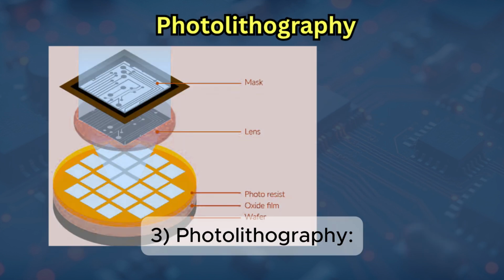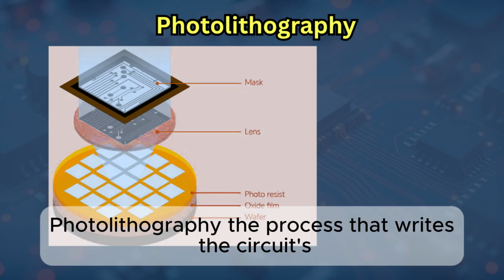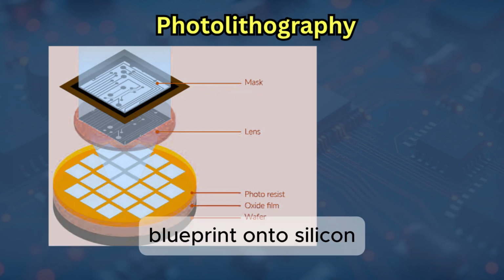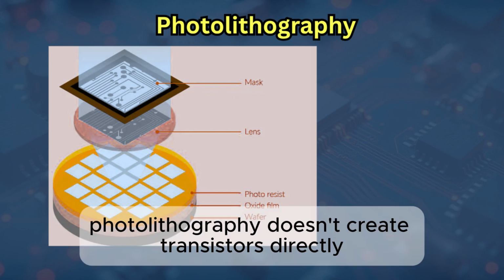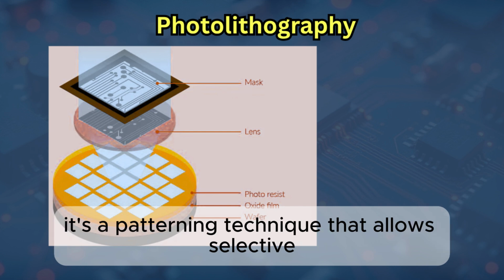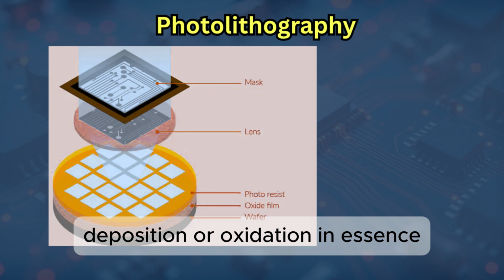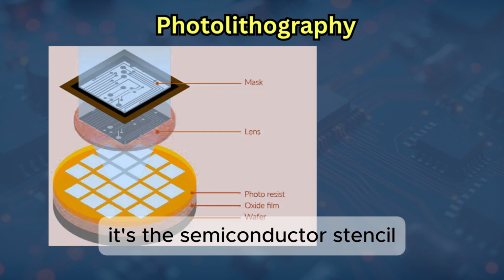3. Photolithography. Now we enter the heart of microfabrication, photolithography, the process that writes the circuit's blueprint onto silicon. Photolithography doesn't create transistors directly. It defines where every subsequent process will act. It's a patterning technique that allows selective doping, etching, deposition, or oxidation. In essence, it's the semiconductor stencil.